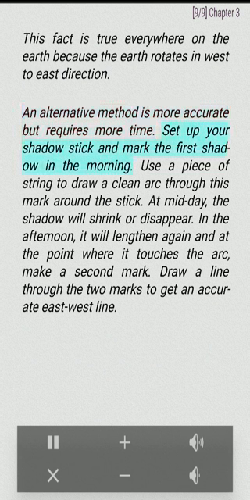Step 2. Stand with the first mark to your left and the second mark to your right. You are now facing north. This fact is true everywhere on the Earth because the Earth rotates in a west to east direction. An alternative method is more accurate but requires more time. Set up your shadow stick and mark the first shadow in the morning. Use a piece of string to draw a clean arc through this mark around the stick. At midday, the shadow will shrink or disappear. In the afternoon, it will lengthen. Where it touches the arc, make a second mark. Draw a line through the 2 marks.